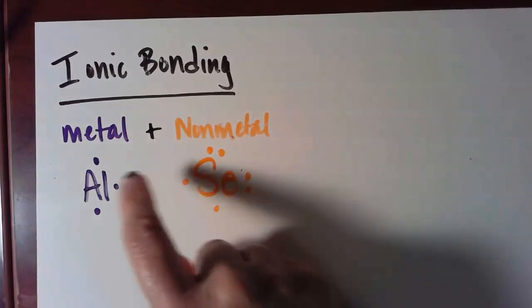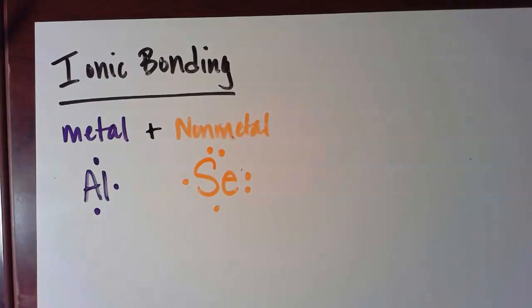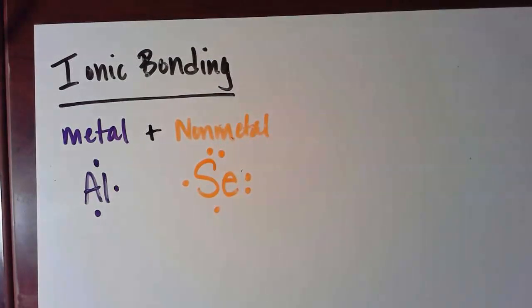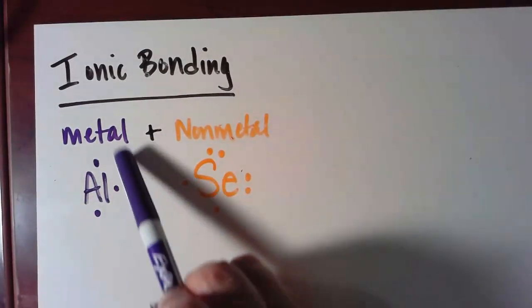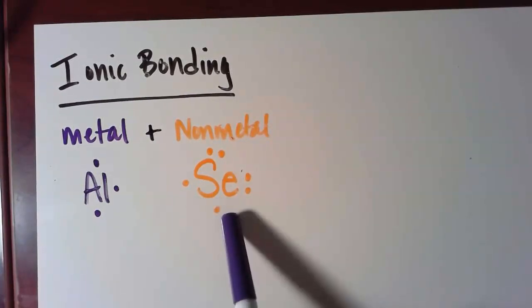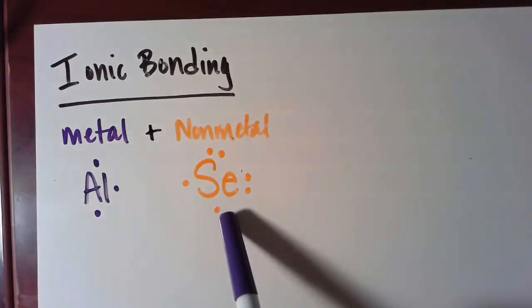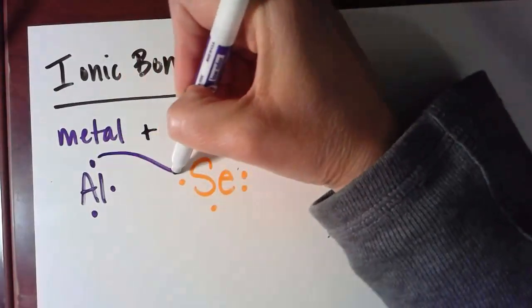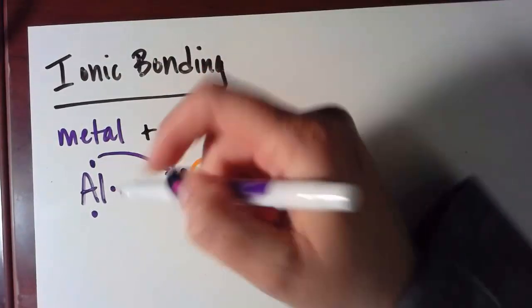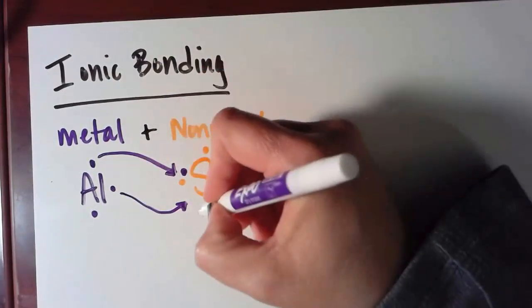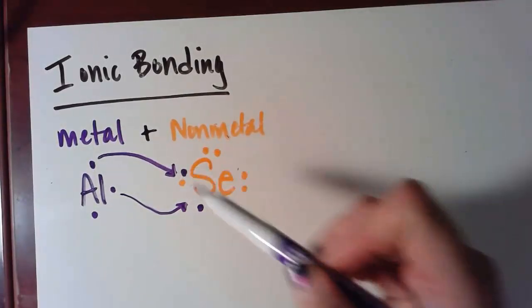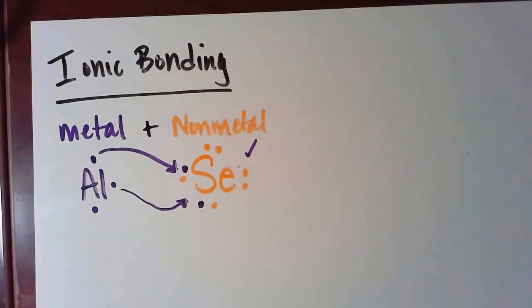All right, so you have your metal, you have your non-metal. Metals always give, non-metals always take. Take, take, take. So, aluminum wants to get rid of all 3 of his electrons. Selenium needs how many more if it wants to have 8? 2 is correct. So, aluminum is going to give 1 there, and it's going to give 1 here. So now I have 1, 2, 3, 4, 5, 6, 7, 8. Selenium is perfect.